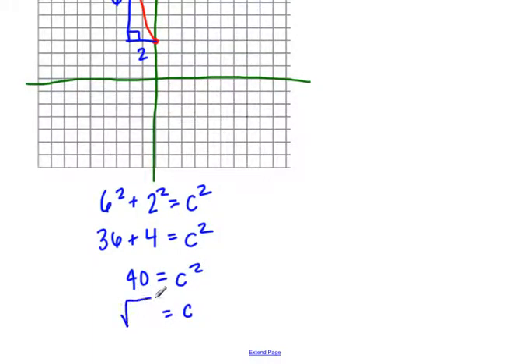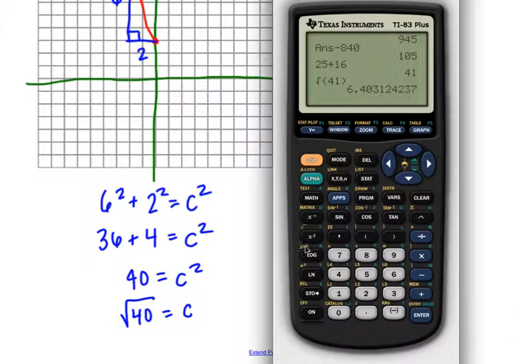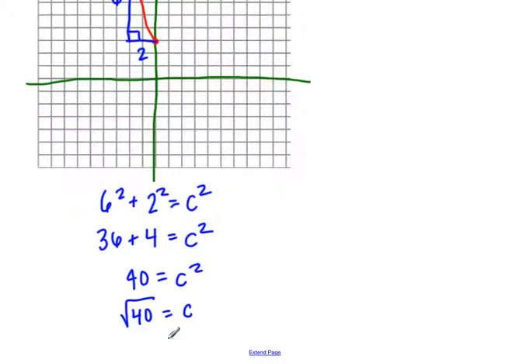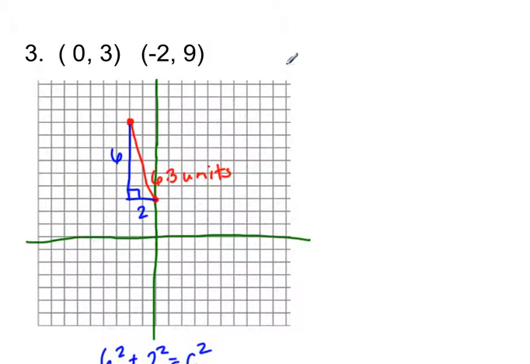And then the exact distance would be the square root of 40. But to do that in the calculator, you could get the approximate distance, which is 6.3. So this is approximately 6.3 units. All right, now let's verify that with the distance formula.